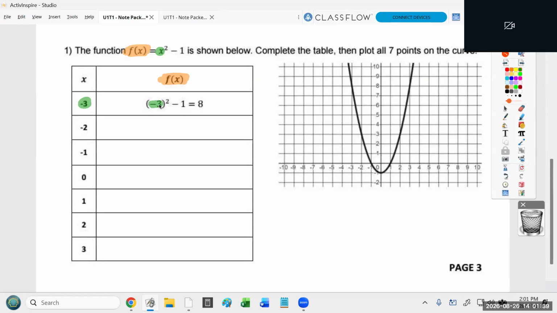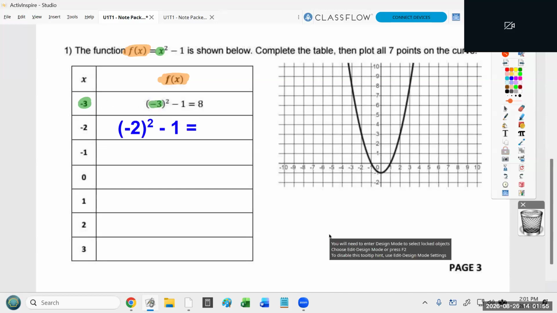Now right here, there's mental math. You have to be able to multiply -3 times -3. Couple rules apply. Negative times negative is positive. 3 times 3 is 9. And 9 minus 1 is 8. Now we're going to repeat that. Go ahead and write that down. We're going to do this with the next value. We're going to take -2. We're going to plug it into the equation.